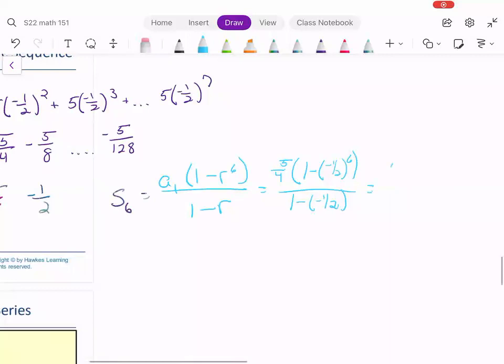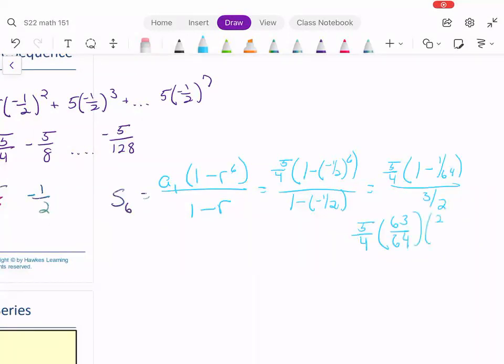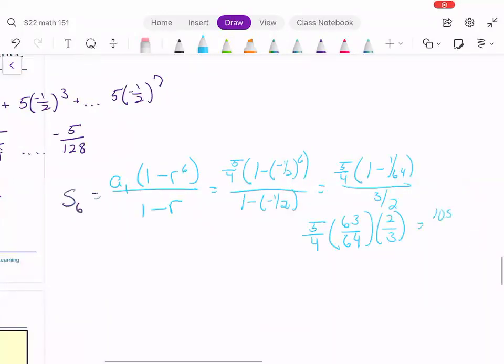Simplifying that, we get 5/4 times 1 minus 1 over 64 divided by 3/2, which becomes 5/4 times 63 over 64 times 2/3. Again, when we divide by a fraction, we multiply by the reciprocal, or 105 over 128.